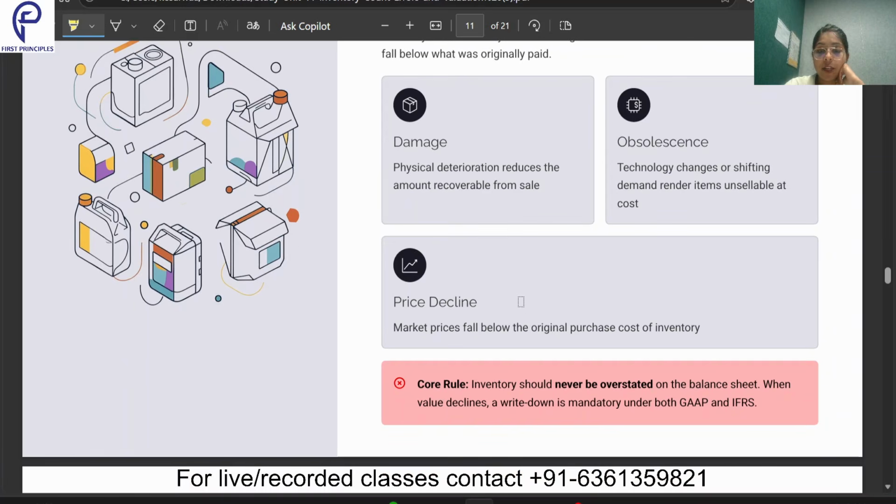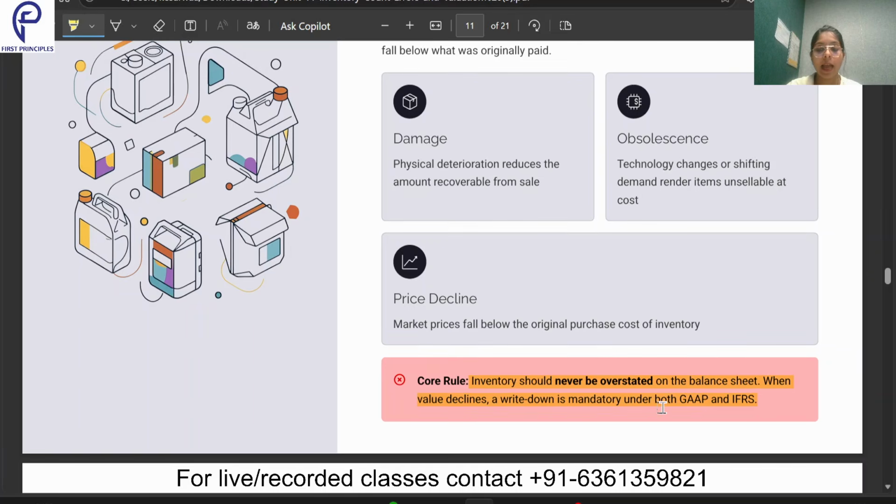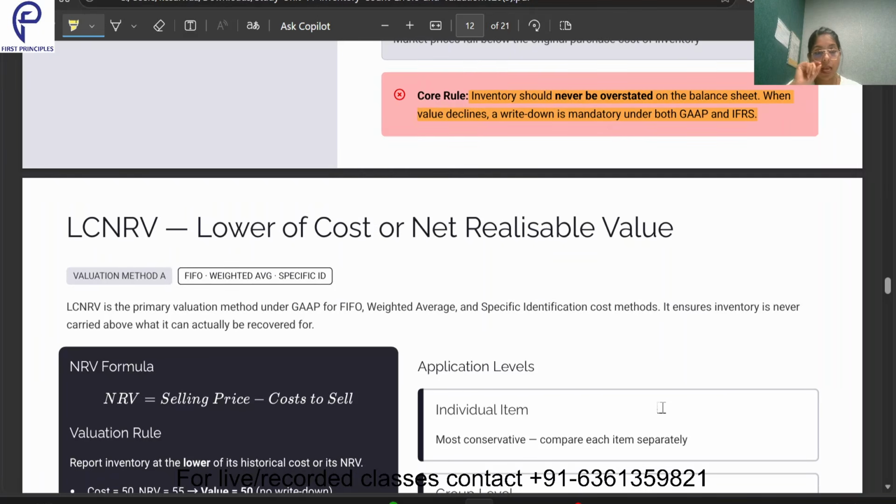One important rule, inventory should never be overstated on the balance sheet. When value declines, a write down is mandatory under both GAAP and IFRS. That means whatever is the true value of inventory, we should record it at that only. It should never be overstated. What is the actual price? It should not be reported more than that on my balance sheet. Whenever there is a decline in the value of inventory, we should write it down immediately, and this is mandatory under both GAAP as well as IFRS.